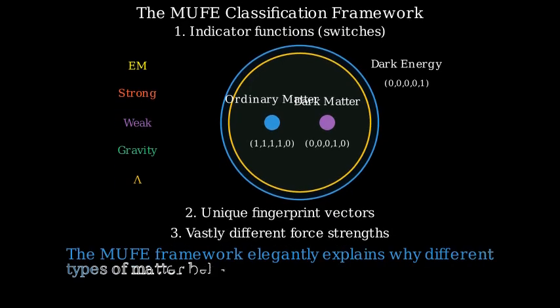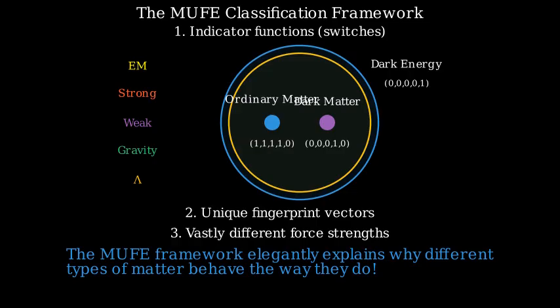This elegant framework helps us understand why ordinary matter forms stars and planets, why dark matter creates invisible halos around galaxies, and why dark energy drives the universe's expansion. It's a powerful tool that brings clarity to the complex ways that the different stuff in our universe behaves.